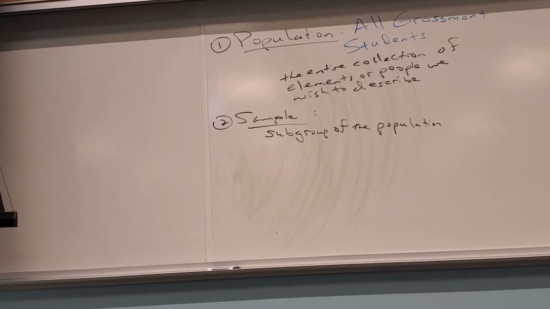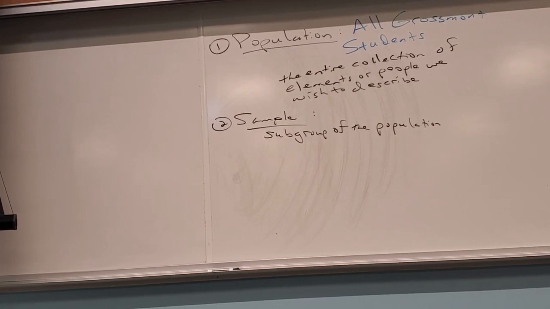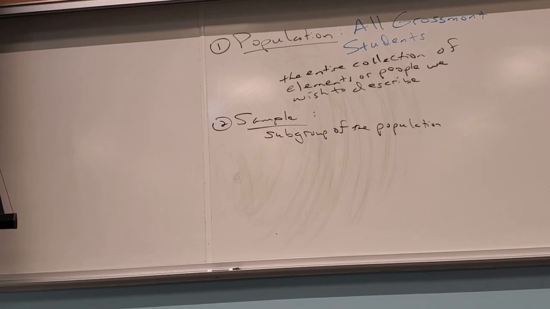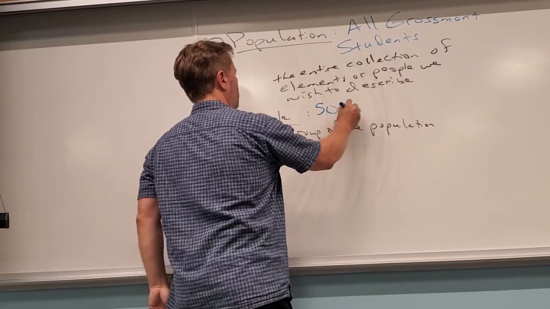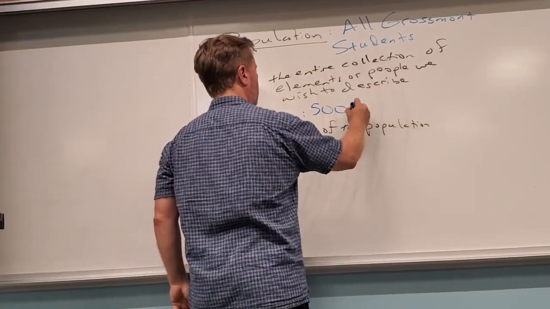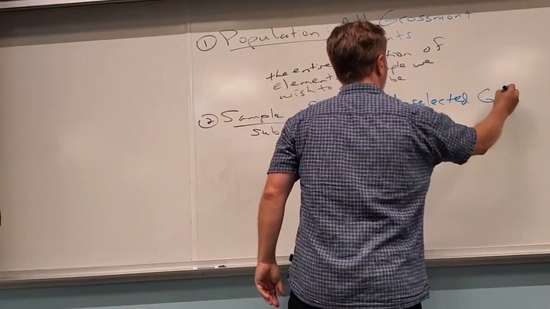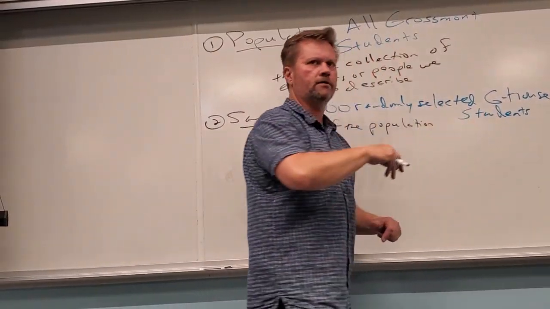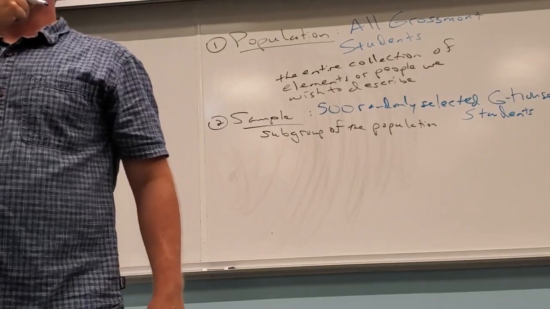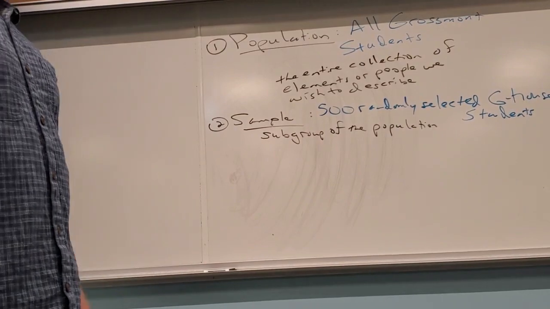Another way to do it is just to tape the list to the wall and then start throwing darts or throwing a marker. And whoever I hit, that's in the sample, right? That's kind of like truly random. There's no system to it, right? Are you guys all kind of with me? So we'll say our sample is like 500, doesn't really matter. 500 randomly selected Grossmont students.